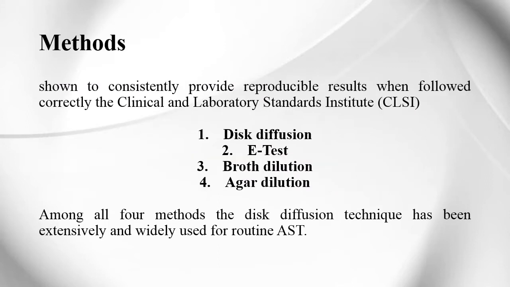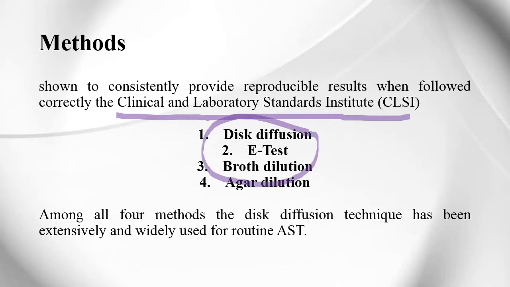Okay, there are a few methods that you can use to study the AST, and usually these methods are recommended by the Clinical and Laboratory Standards Institute (CLSI). These four are the most commonly used antibiotic testing methods, and they are also pretty reproducible. You have to remember that out of these four, disc diffusion is one of the most commonly and widely used AST methods in clinical settings.